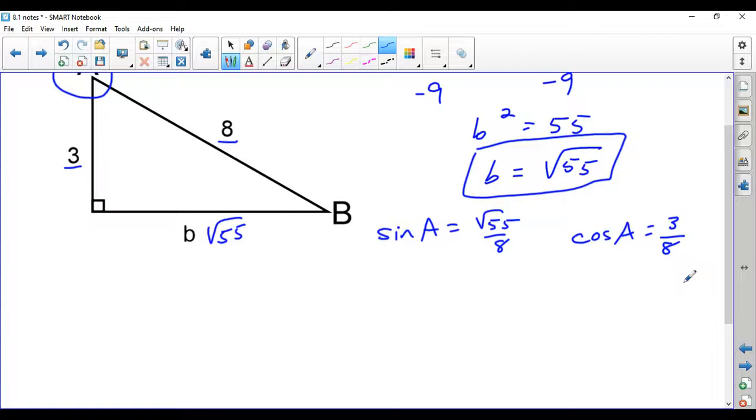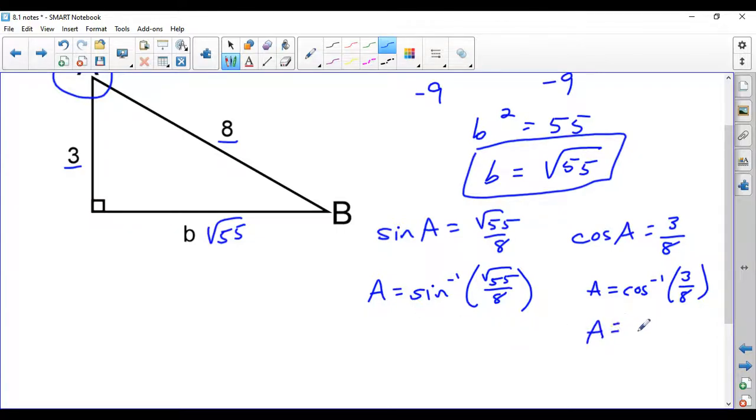When I'm trying to solve for an angle, we need to use the inverse trig functions. So here, it would say A is the inverse sine of square root of 55 divided by 8. Or A is the inverse cosine of 3/8. And then I'm going to go to my calculator, and again, it's in degree mode. And if I take inverse cosine of 3/8, for example, I get that the measure of angle A is 67.98 degrees. I'm going to have you go to 2 decimal places for all of these.